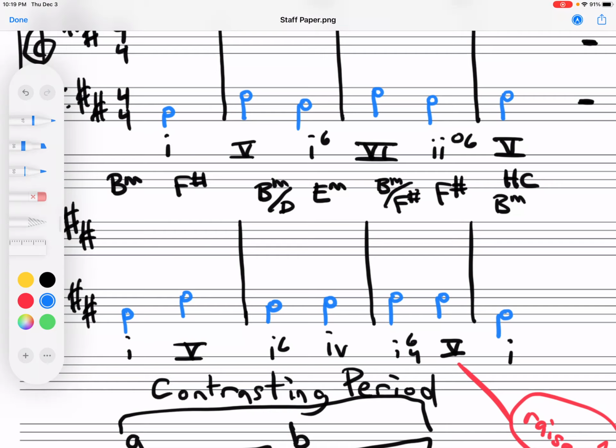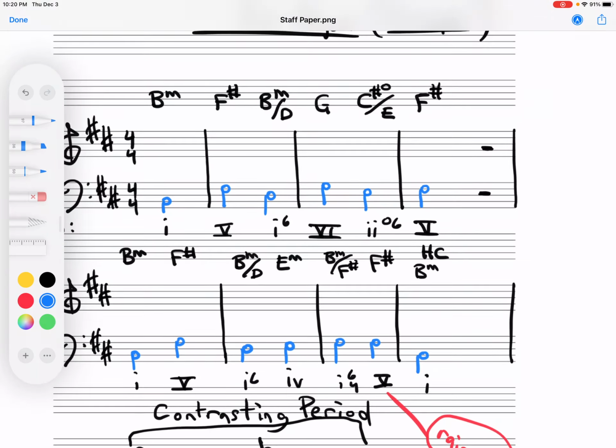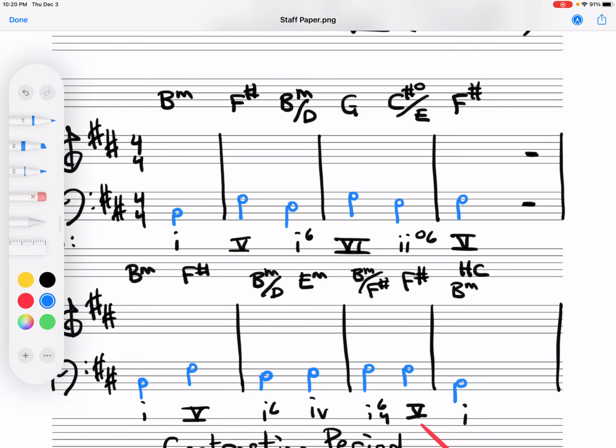And the second line. Oh, sorry, that starts on the downbeat. Okay, so that seems like a fairly reasonable bass line. Now, I have to write the melody.